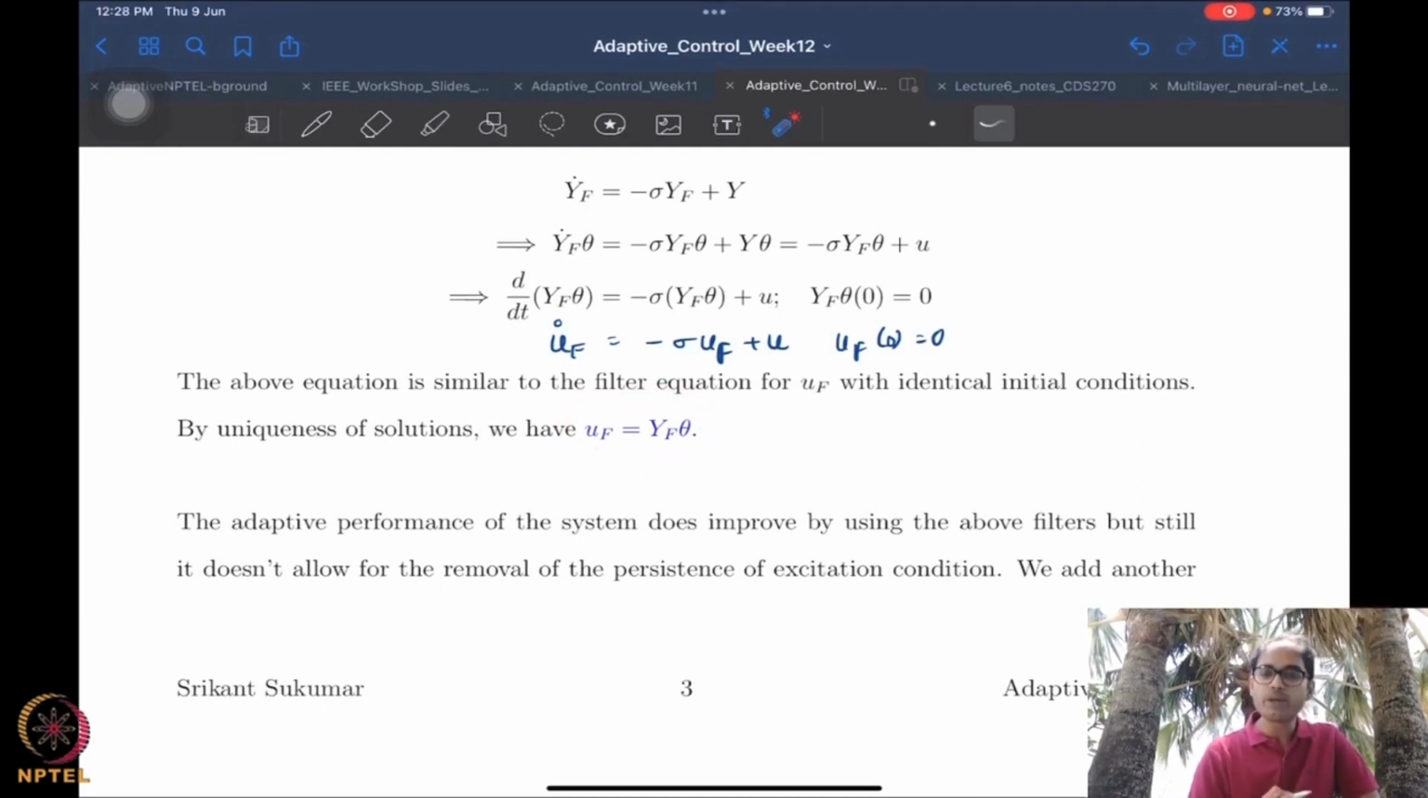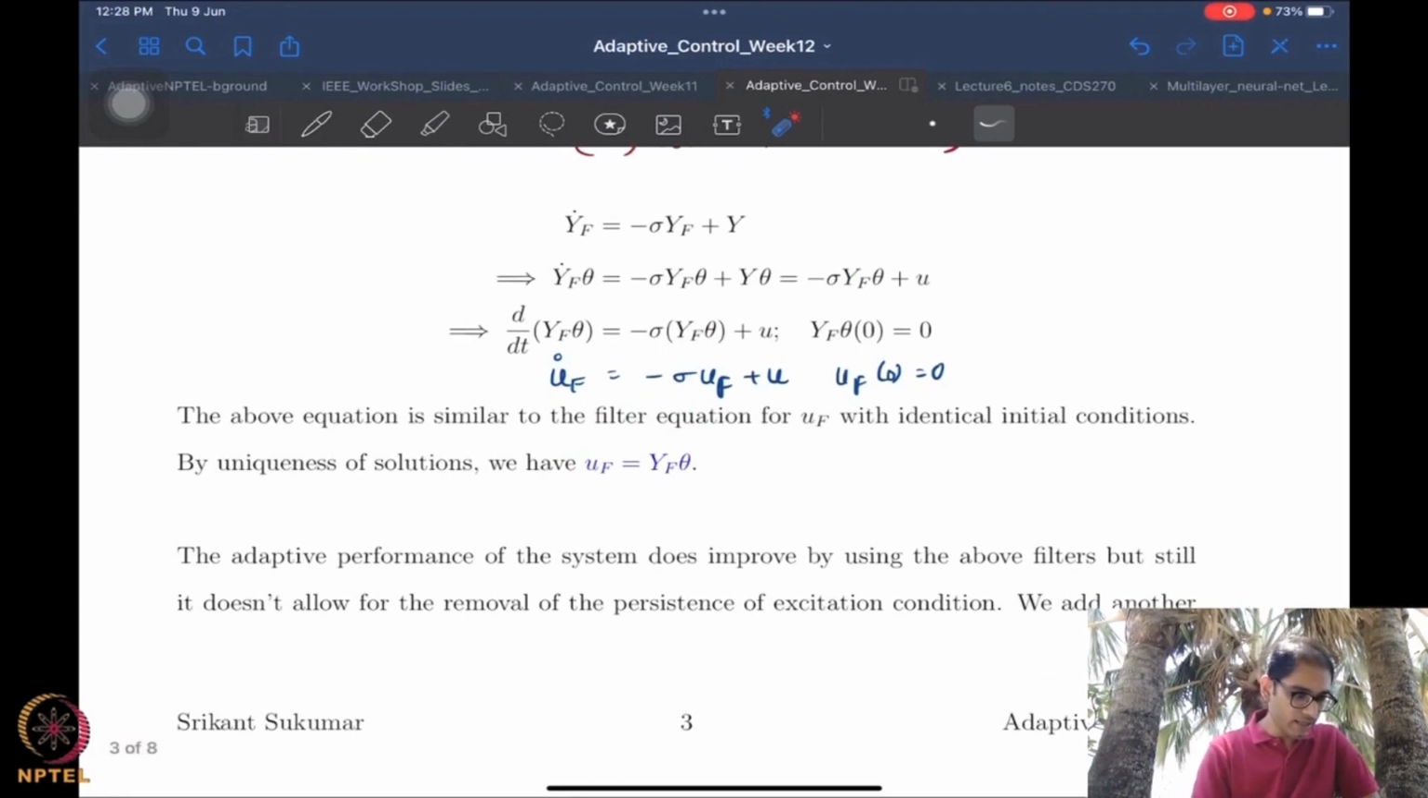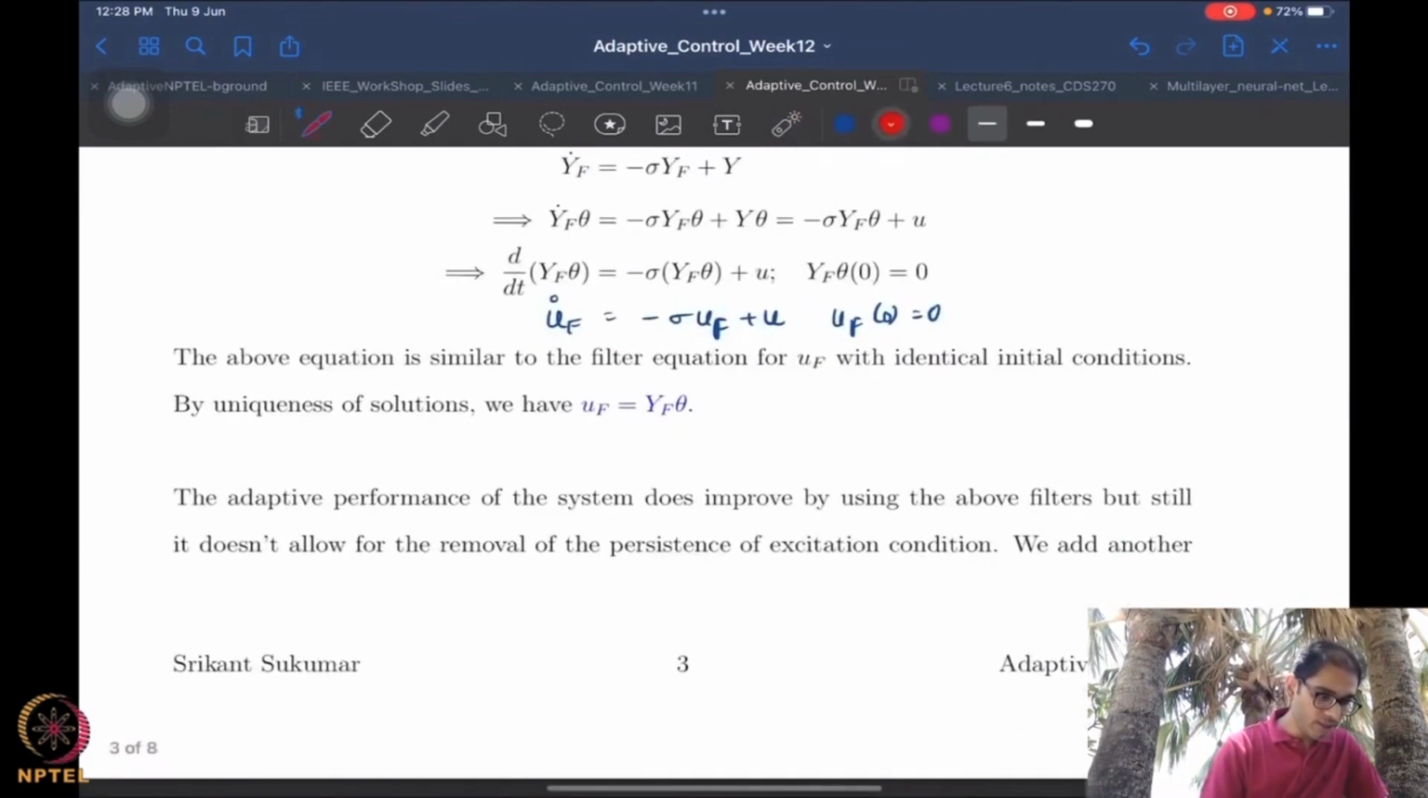Because the original equation was y theta equals to u in the regressor parameter form, we notice that, just like in the projection based adaptive control method, the filtered equation also has a very similar structure, just that the y is replaced by yf and the u is replaced by uf. And this is of course a very important property that gets used subsequently.